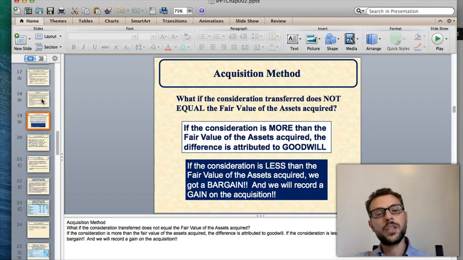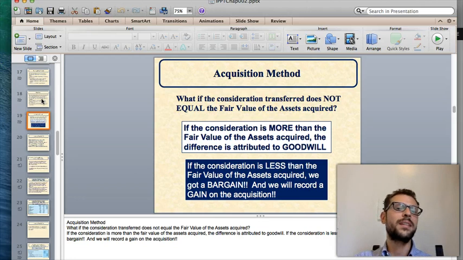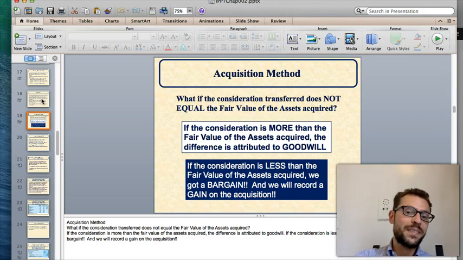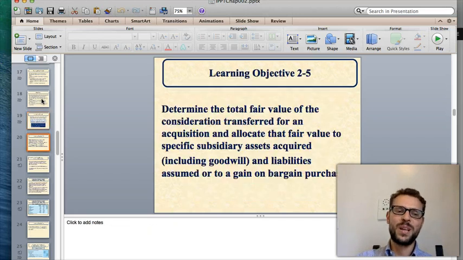If the consideration, whatever the company is paying for the assets of another company, is more than the fair value of the assets acquired, the difference is attributed to goodwill. So goodwill is just when the acquirer is paying more than fair value.